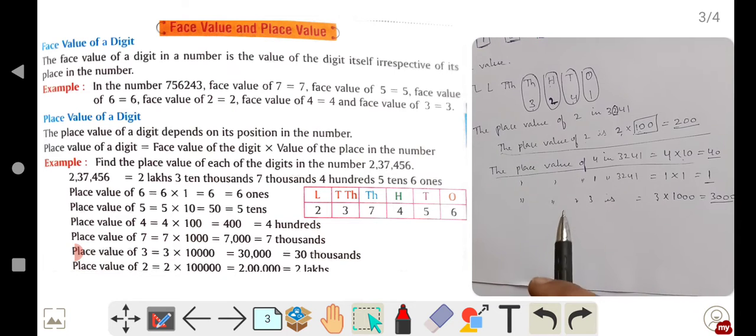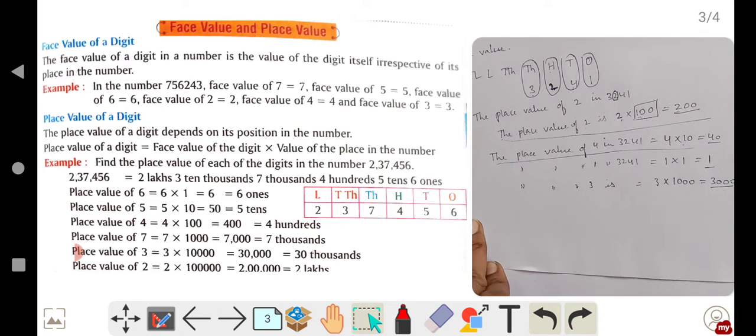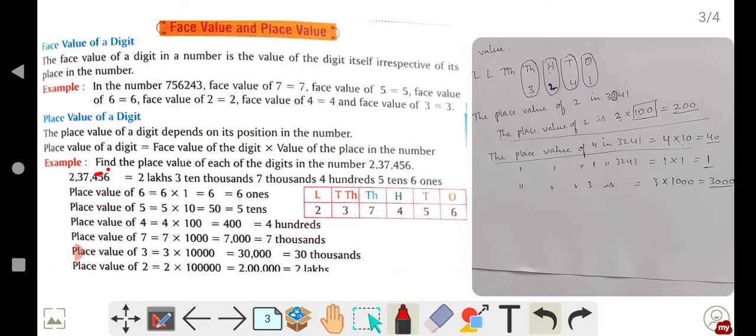Each and every number you have to write. Then next coming to the example, see here in the picture. Find the place value of each of the digit in the number 2,37,456. So what is asked? Find the place value of each digit.